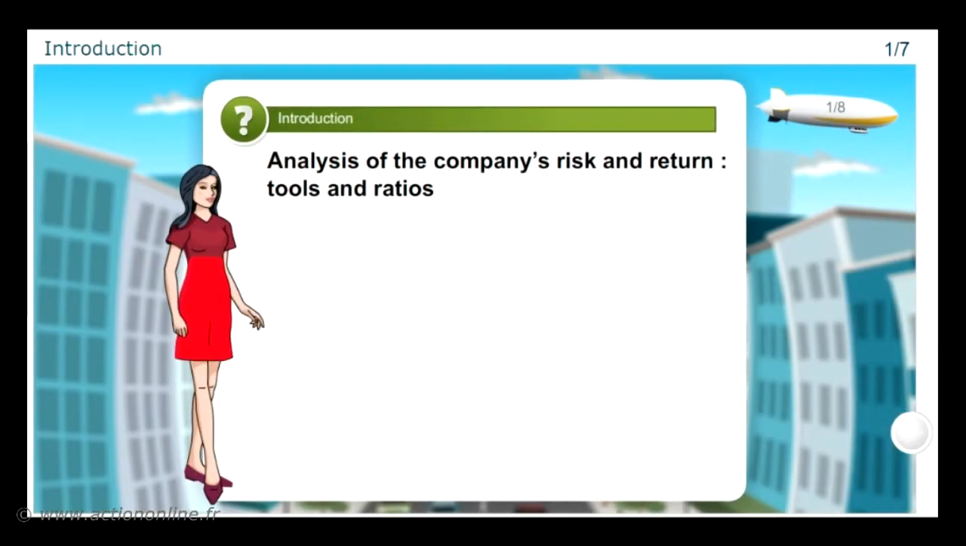In order to test your knowledge upon the analysis of the company's risk and return, tools and ratios, I invite you to a little quiz.